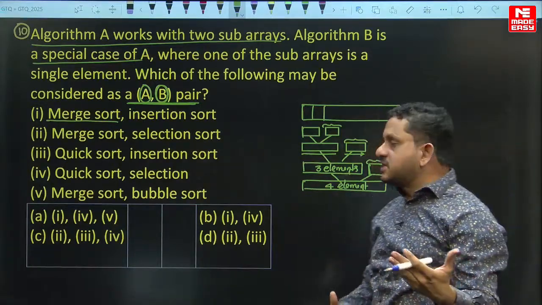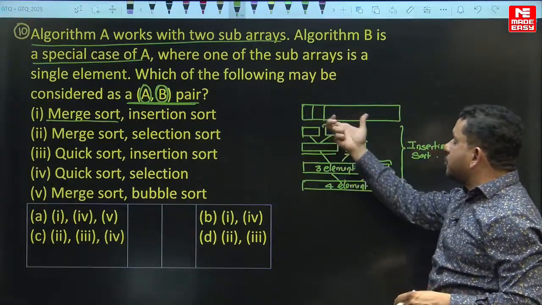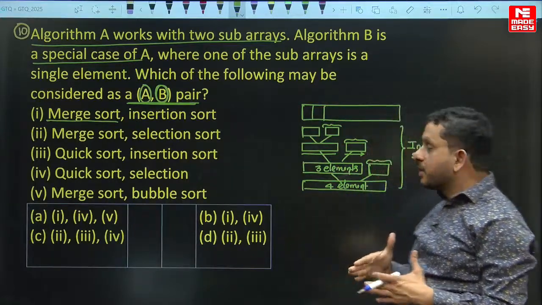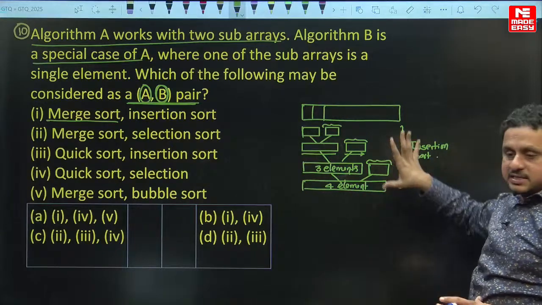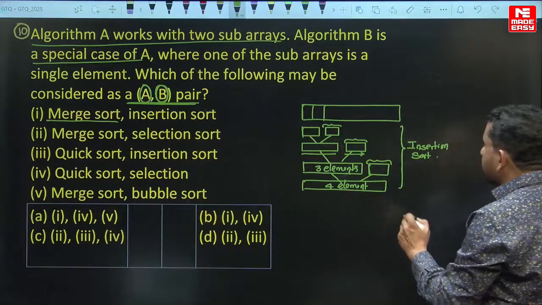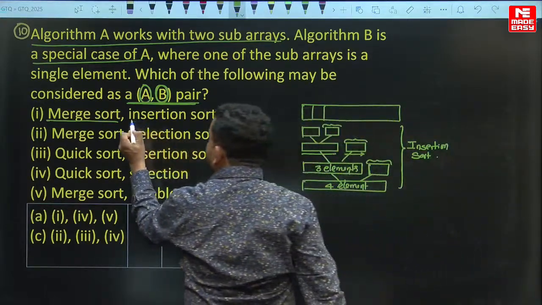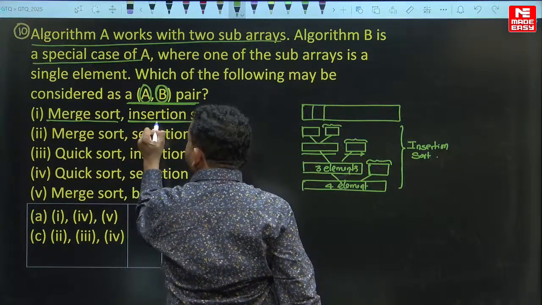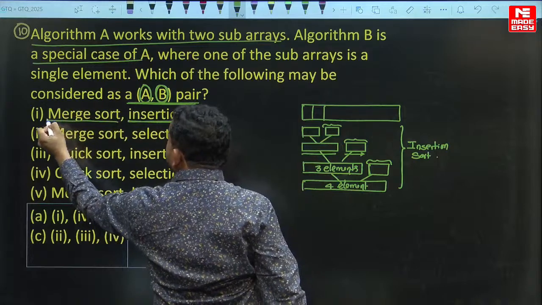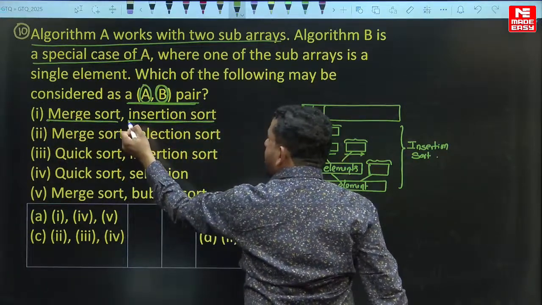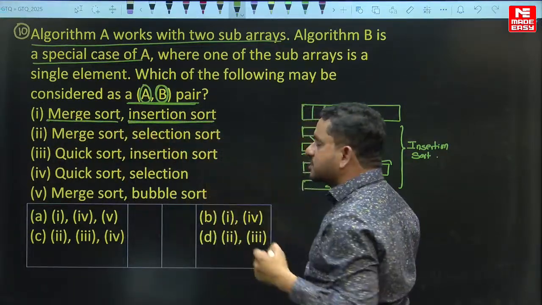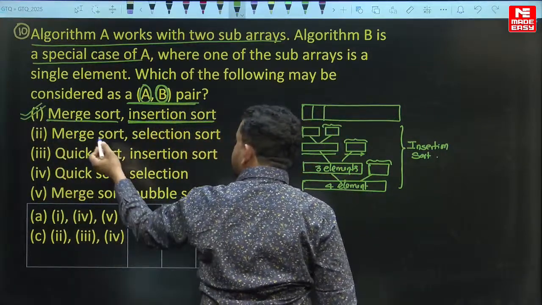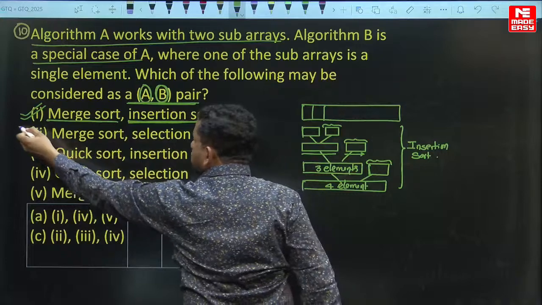Optimal merging means dividing into 2 equal parts: 1 element, 2 elements, 4 elements merges. Not optimal in this way. So insertion sort is a special case of merge sort where the second sorted subproblem has 1 element, and merge sort is more efficient merging. Non-efficient merging is applied for insertion sort. So this is one pair. Then obviously merge sort and selection sort are not similar.